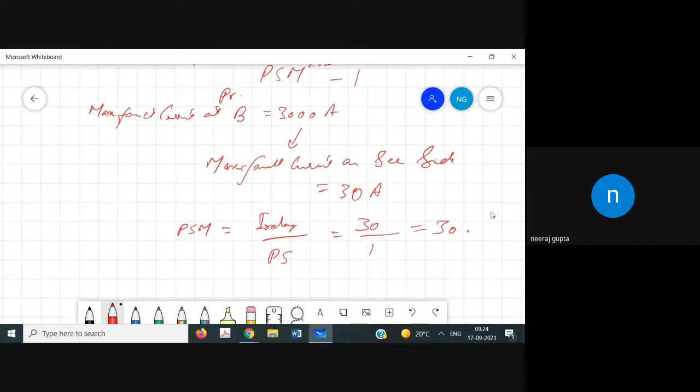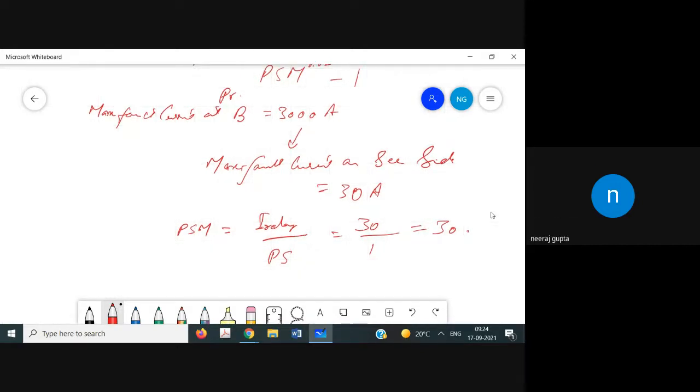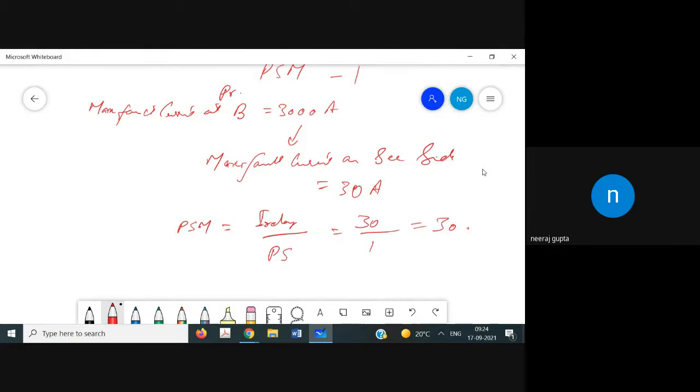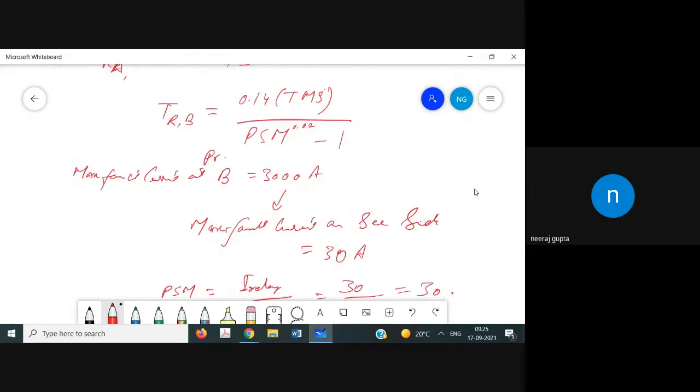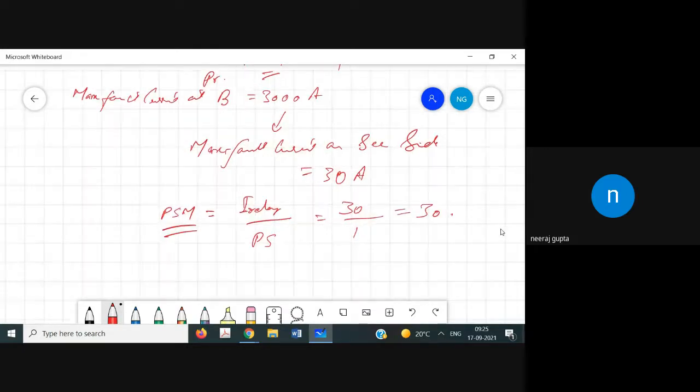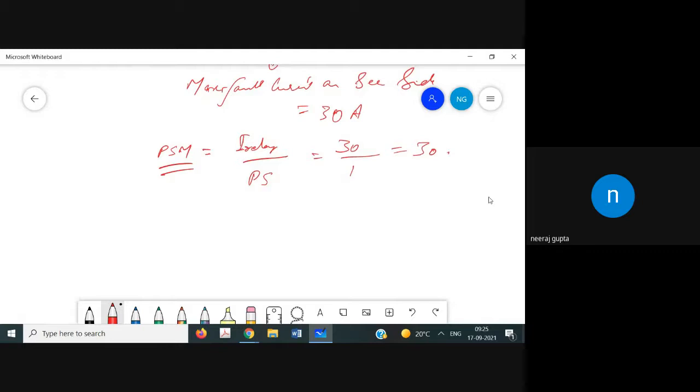Now, second is the time setting multiplier. We have to calculate the time setting multiplier. First, we have calculated the plug setting multiplier for a design. And second, we have to calculate the time setting multiplier. We know the value of the plug setting multiplier. Now, what we have to do is put the value of the plug setting multiplier in this formula. We can get the value of the time that is required.